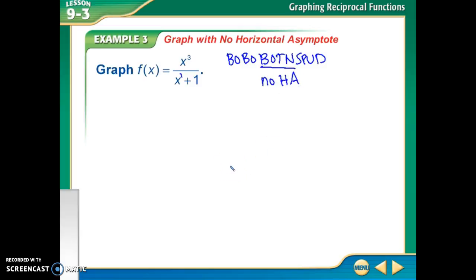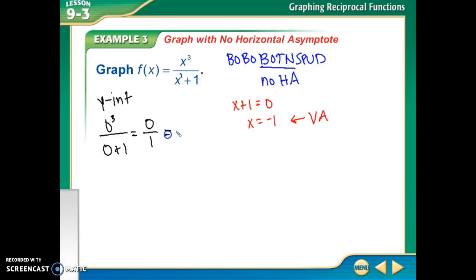For your vertical asymptote, we're going to take the bottom and set it equal to 0. So I'm going to say x plus 1 equals 0. Then subtract the 1 over, so x equals negative 1. That's my vertical asymptote. You also need to be able to find x and y intercepts. To find your x-intercept, plug in 0 for y. To find your y-intercept, plug in 0 for x. If we do the y-intercept first, that's the easier of the two, I get 0 cubed over 0 plus 1. That ends up being 0 over 1, which is just 0. So my y-intercept is at 0, 0.